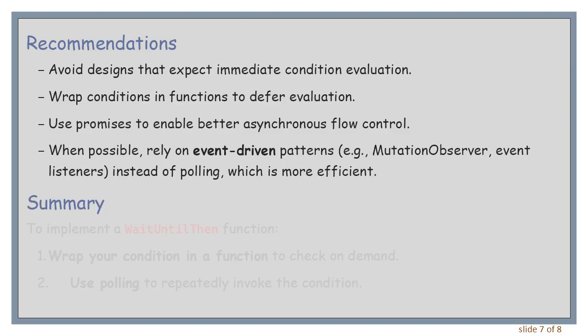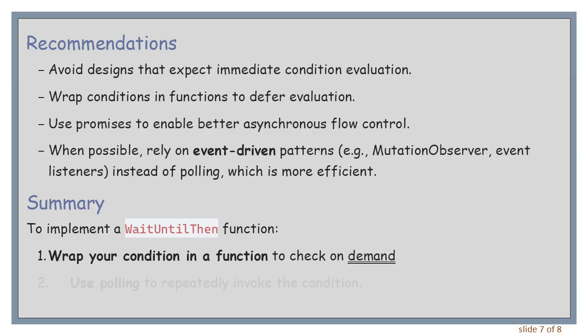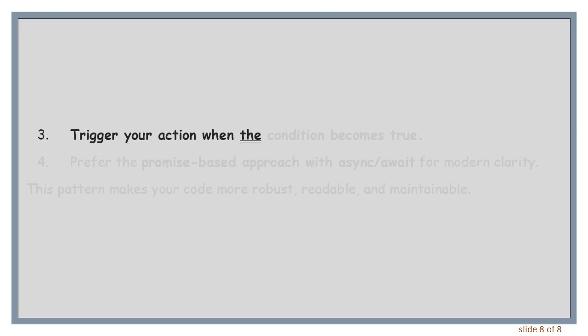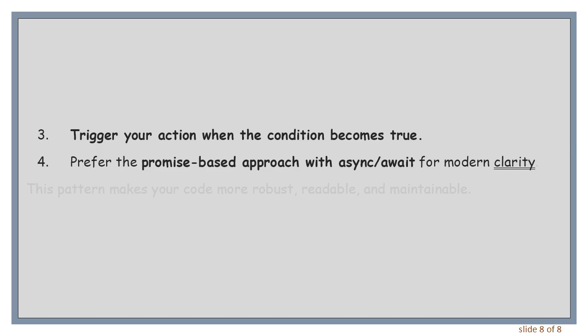Summary. To implement a WaitUntilThen function: wrap your condition in a function to check on demand. Use polling to repeatedly invoke the condition. Trigger your action when the condition becomes true. Prefer the promise-based approach with async/await for modern clarity. This pattern makes your code more robust, readable, and maintainable.